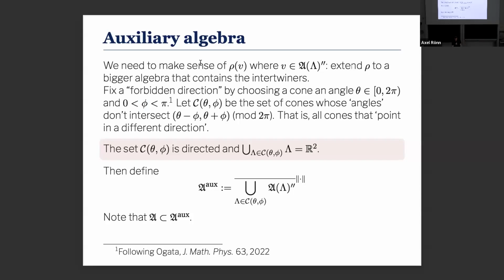That's how I can describe the cone, and what I'm going to do is look at the set C theta phi of all the cones that, if I translate them to the origin, would point in a different direction, so they would not intersect with my given cone. That's always a translation. When I compare two cones, I can always translate them first to the origin, and then compare the angles. If you do this, you can show that this is a directed set. And if I take the union of all these cones, I get the plane.